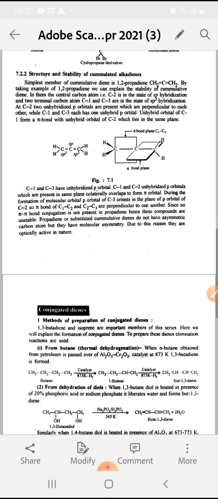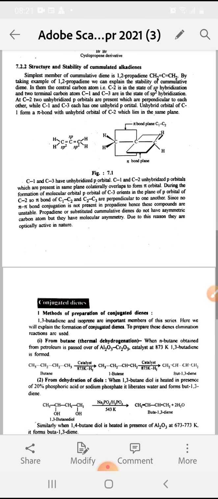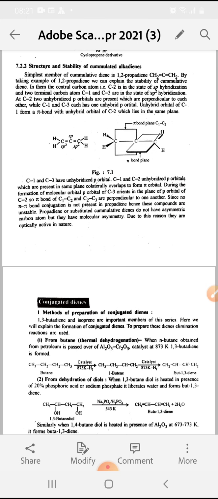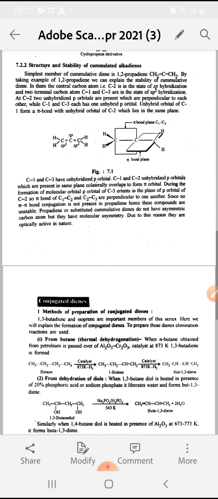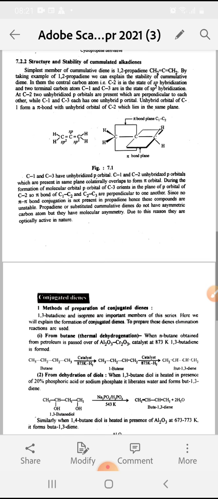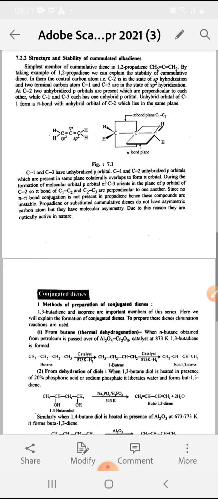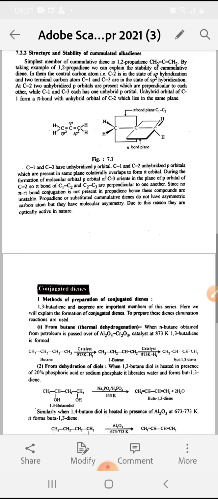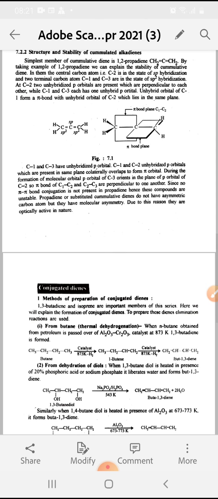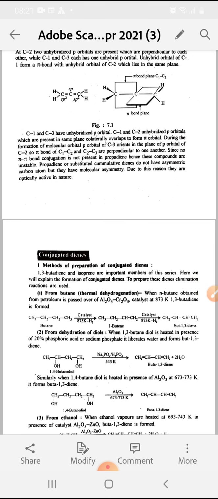During the formation of the molecular orbital, the p orbital of C3 orients in the plane of the p orbital of C2, so the pi bonds of C1-C2 and C2-C3 are perpendicular to one another, as we can see in the figure. Since no pi-pi bond conjugation is present in propadiene, these compounds are unstable. Propadiene or substituted cumulative dienes do not have an asymmetric carbon atom, but they have molecular asymmetry. Due to this reason, they are optically active in nature.